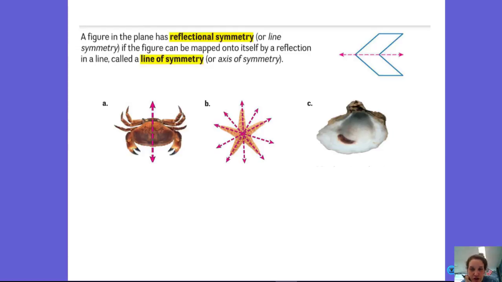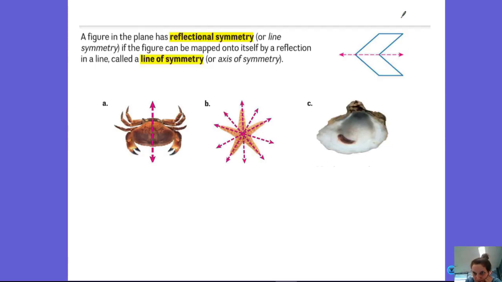So the first type of symmetry we're going to talk about is called reflectional symmetry. We call it line symmetry. Essentially, if we can reflect our image across a line and it maps completely onto itself, that's called having line symmetry. And that line that we reflected over is called the axis of symmetry, or the line of symmetry.